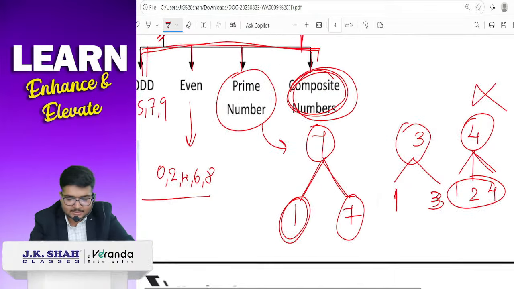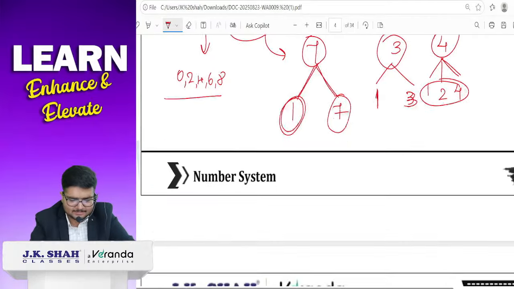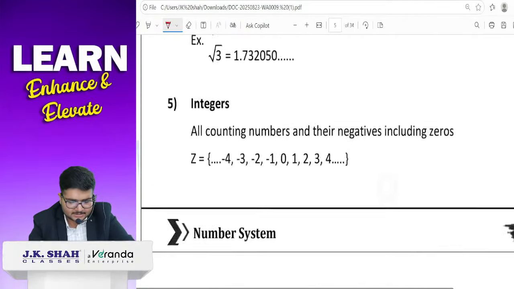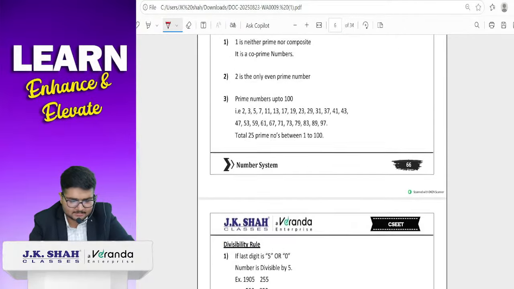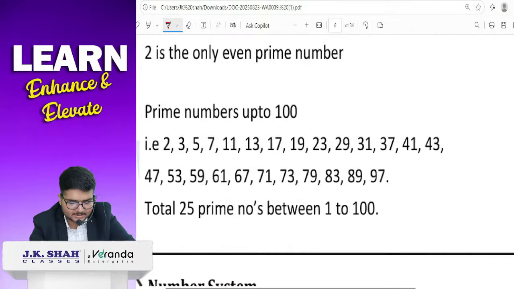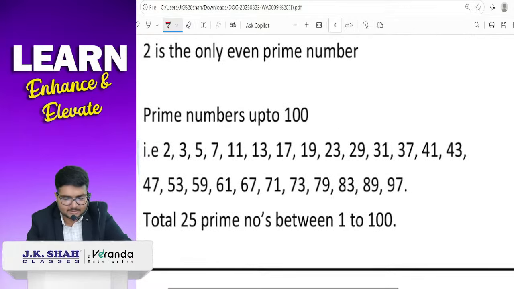Understood everybody? So let us take more examples. There are many examples of this. Here I'll show you all the examples. Now these are prime numbers up to 100. Which are the prime numbers up to 100?